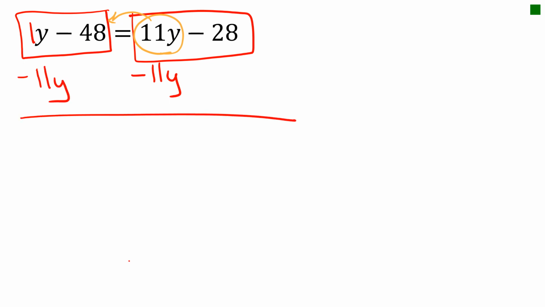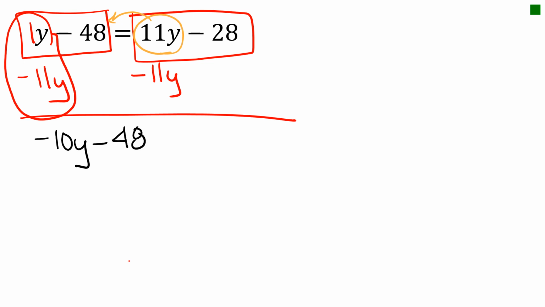Okay, when I do this, I'm looking at 1y minus 11y. And 1 minus 11 is negative 10y. I still have minus 48. I have my equal sign. 11y and negative 11y cancel. So it equals negative 28. Down to a two-step equation.